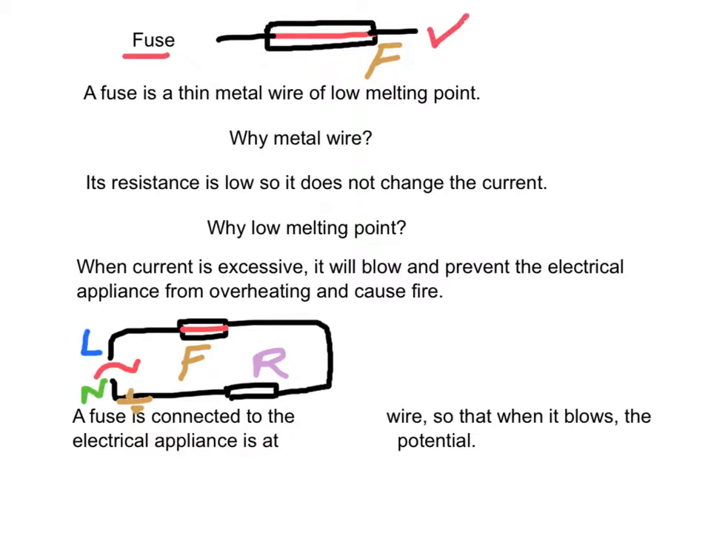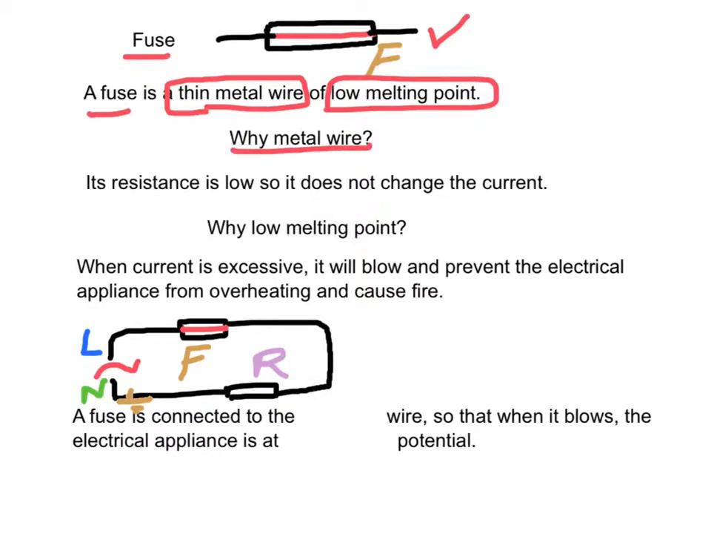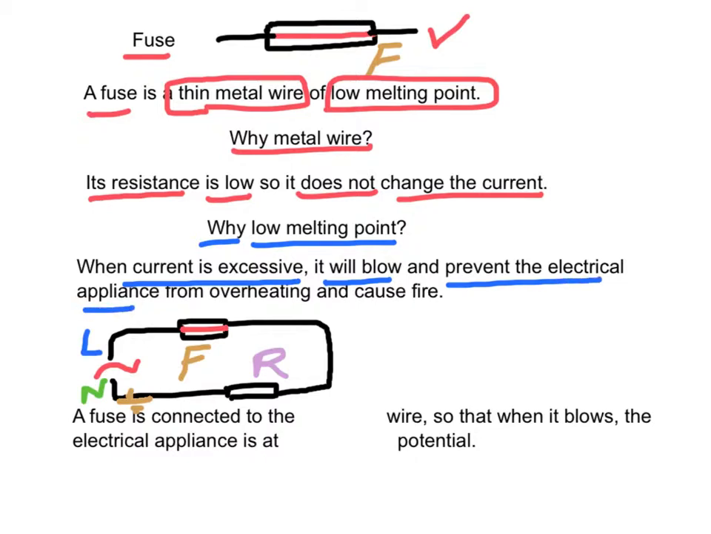Fuse. F. A fuse is a thin metal wire of low melting point. Why metal wires? Because for a metal wire, its resistance is low, so it does not affect the current in the circuit. Next, why low melting point? Because when the current is excessive, it will blow and prevent the electrical appliance from overheating and cause fire.